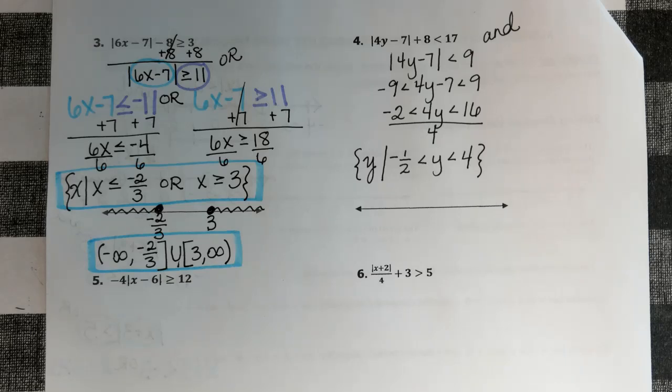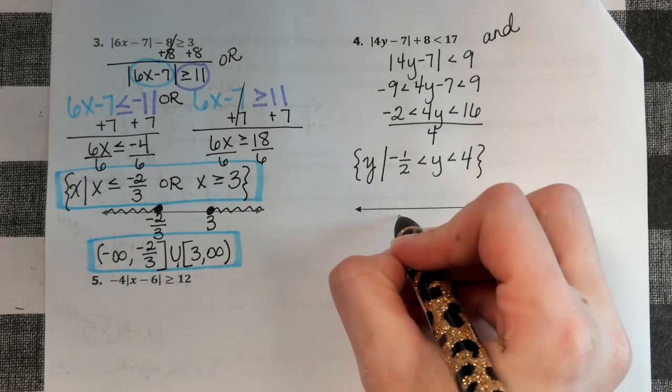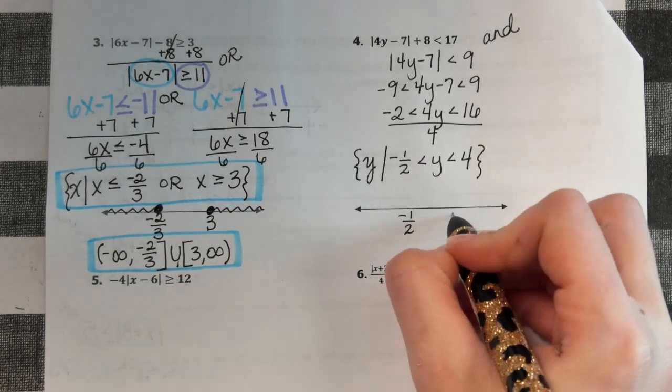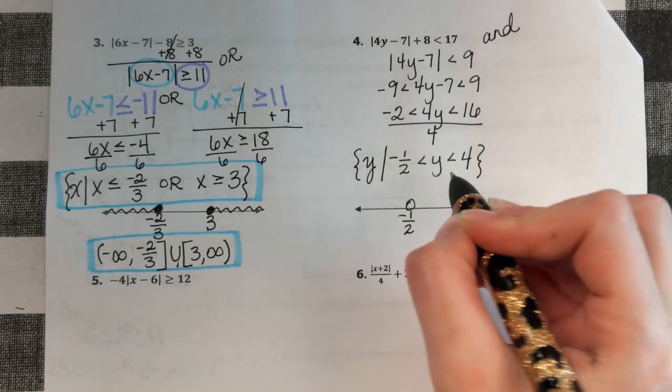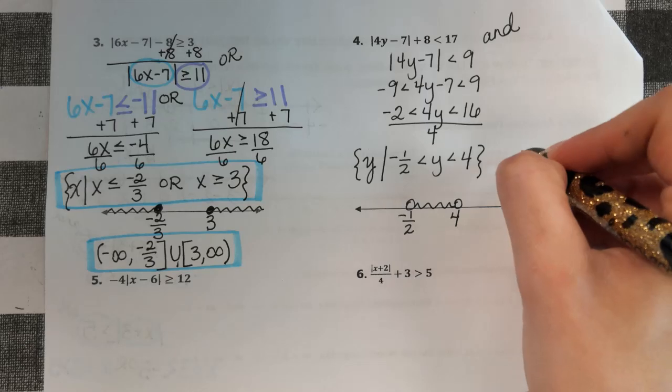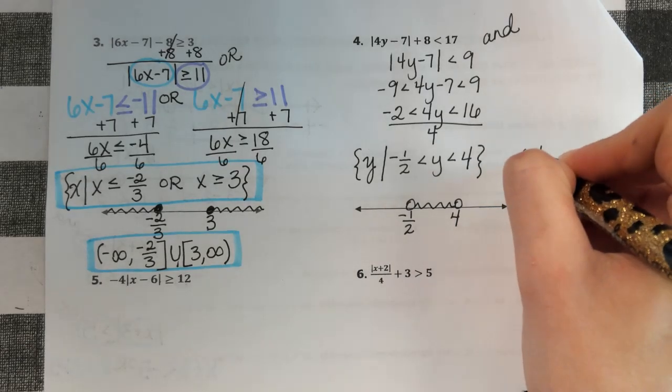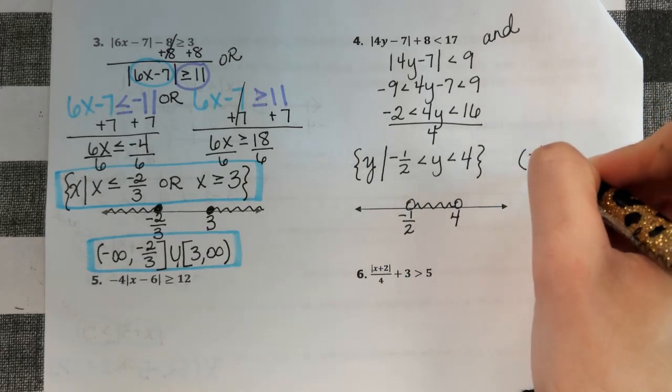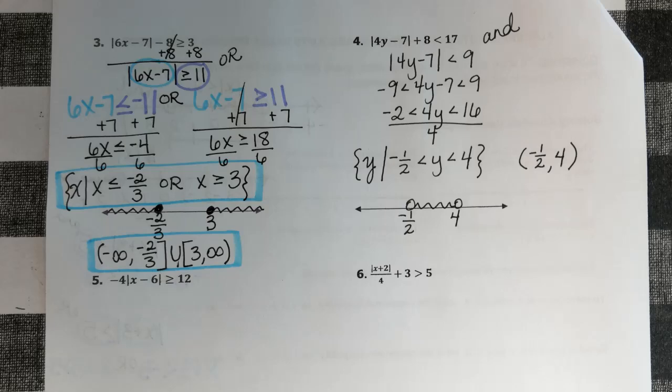All right. So you graph your negative 1/2 and your positive 4, and they should have been open circles with the graph straight in the middle. And then your interval notation should have been what? Parentheses negative 1/2 comma 4 parentheses. Very good.